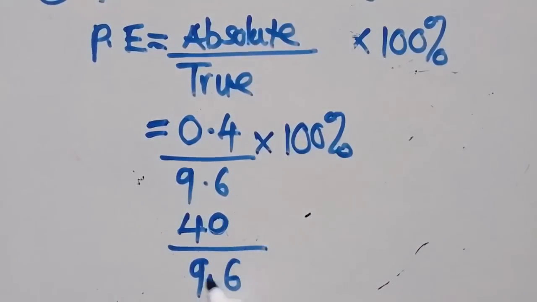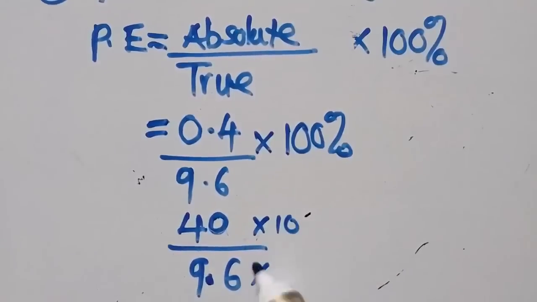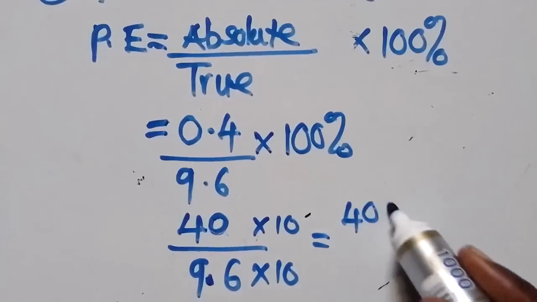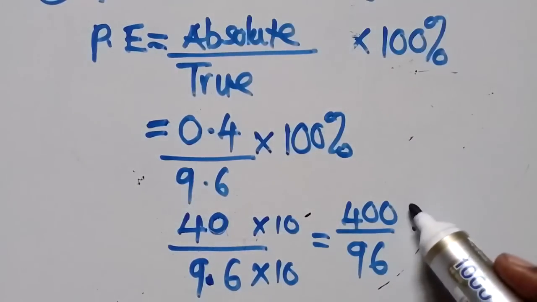So you multiply now. Here we are having one decimal place, so multiply both sides by 10. You also multiply there by 10. What you're going to get is 400 over 96. This is the final answer that you get. Now you just reduce it. Don't forget the percentage.